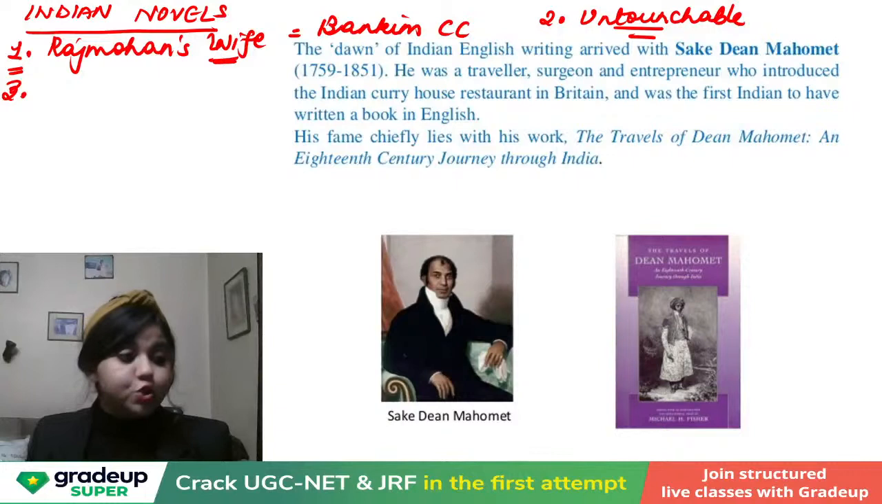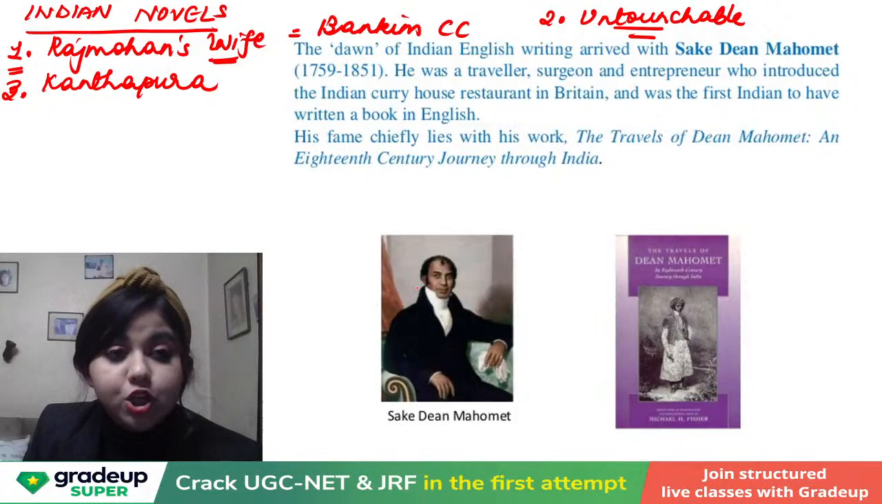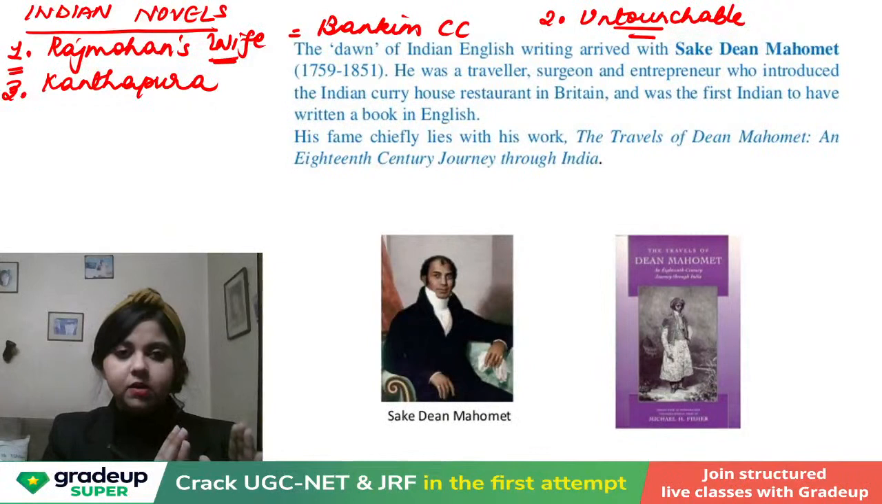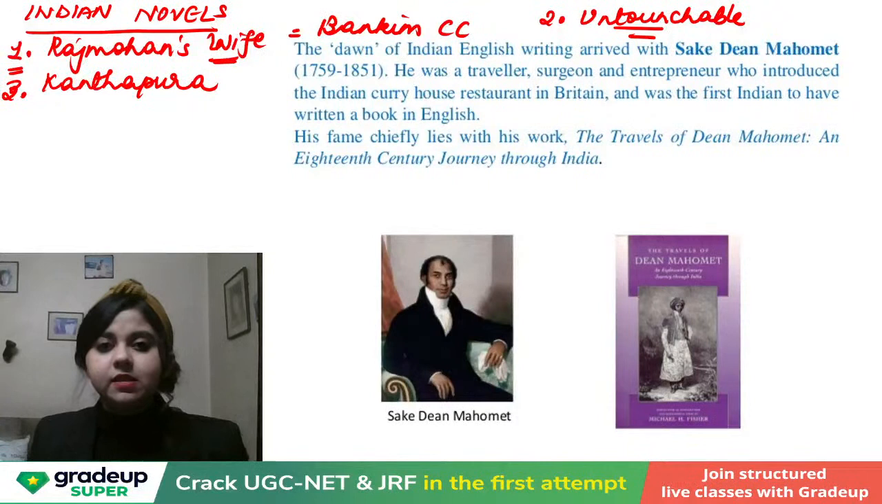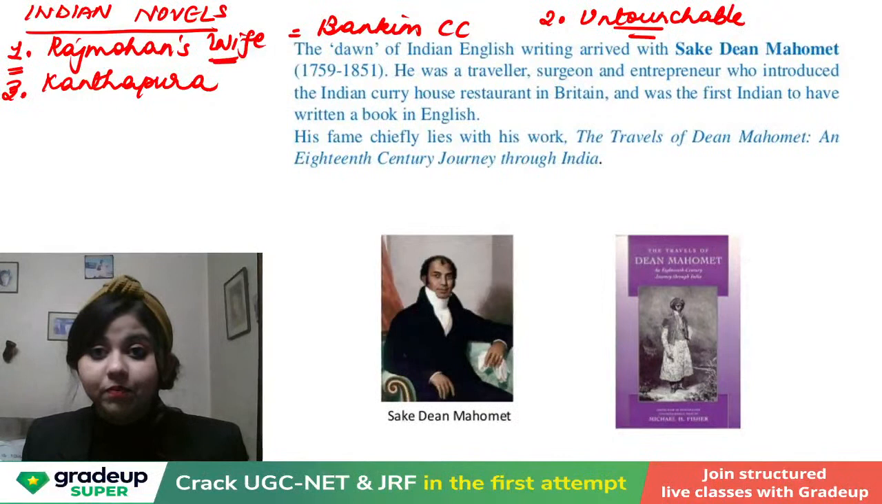So please keep this aspect in mind that when I'm talking about these novels, look at the way that they are being written. Kanthapura by Raja Rao, Untouchable. Rajmohan's Wife is a simple story, a simple domestic tale by Bankim Chandra Chatterjee. Untouchable, look at the kind of, within the span of 60 years, Indian novels are developing. They're saying this is the format that we will use to convey what has happened with our nation. We tell you the story of what it is to be a nation.